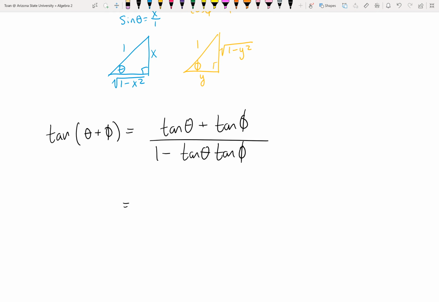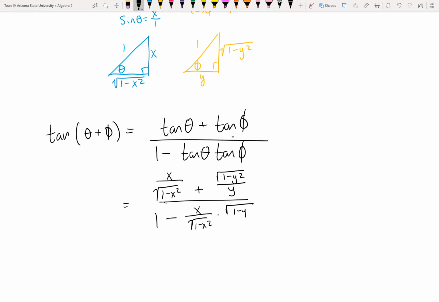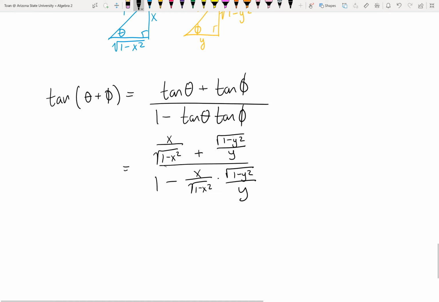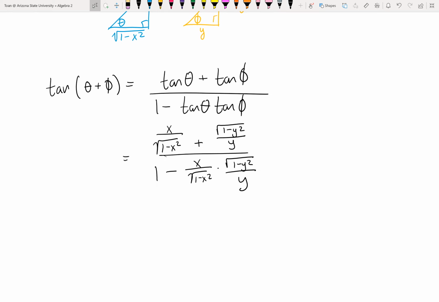So according to my picture, tangent of theta, opposite over adjacent, is x over the square root of 1 minus x squared, plus tangent of phi, opposite over adjacent, is the square root of 1 minus y squared over y, all over 1 minus those two guys multiplied together. Notice that we do have a compound fraction, so you have to simplify this compound fraction. This was not one of the options on the test.